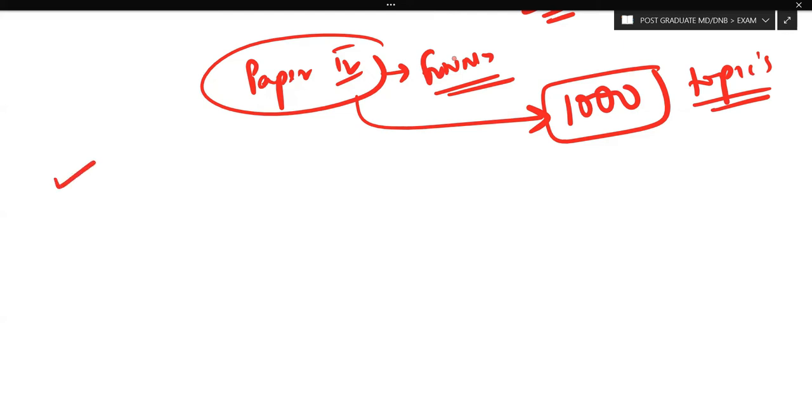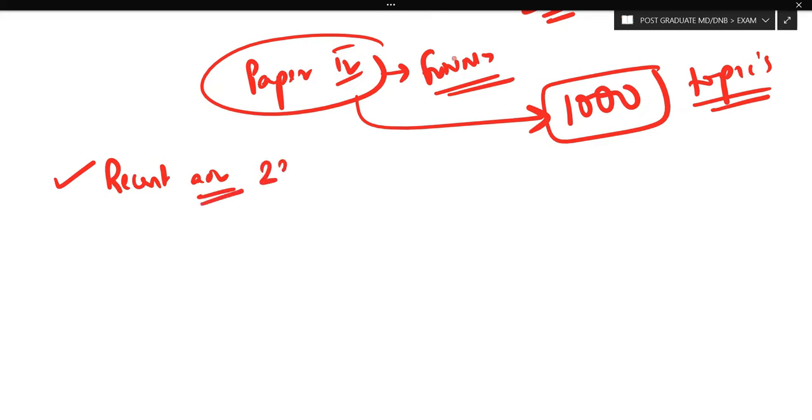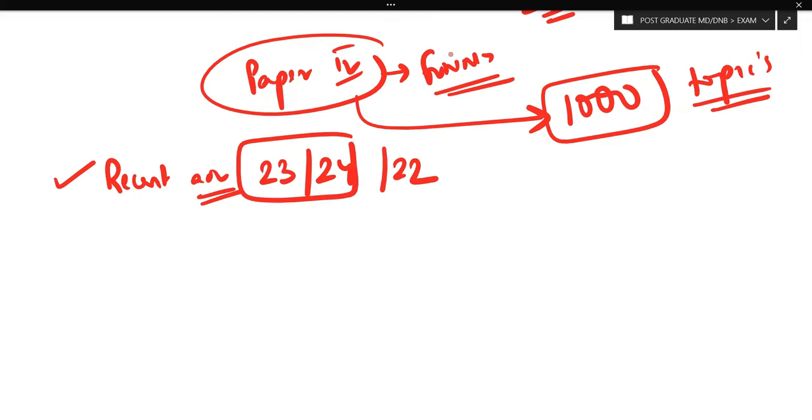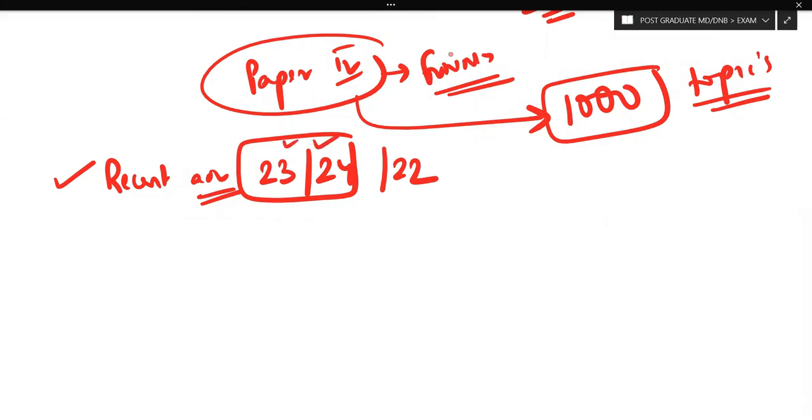First of all, you should read the recent advances. That is the 23, 24. Some of you also have 22, you can read that. But mainly this 23, 24 recent advance you should read. I don't know if any latest edition has come. Recent 25, I don't think it has come. But 23, 24 you should read.